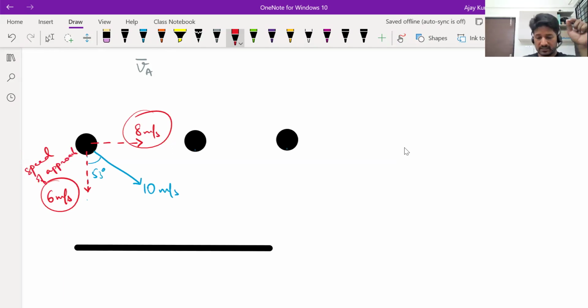And this is what changes. That 6 meters per second is what changes the distance between the ball and the surface. Otherwise, the ball will move parallel to the surface. Distance won't change.